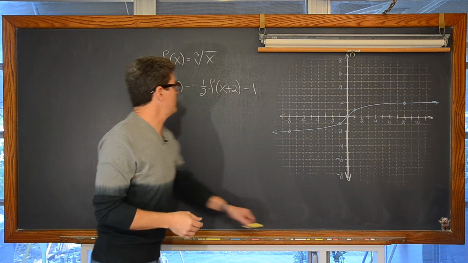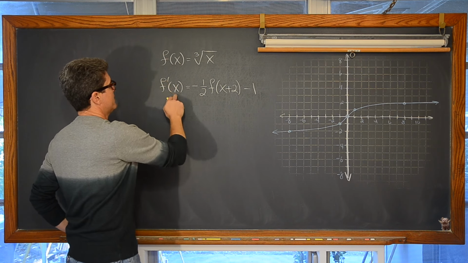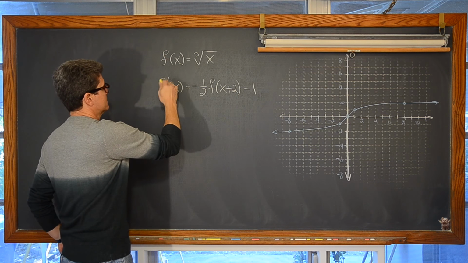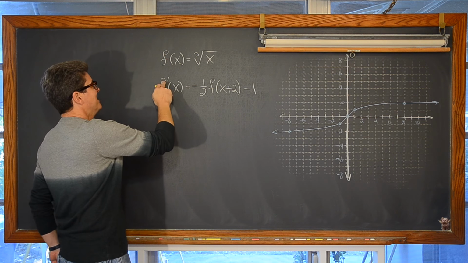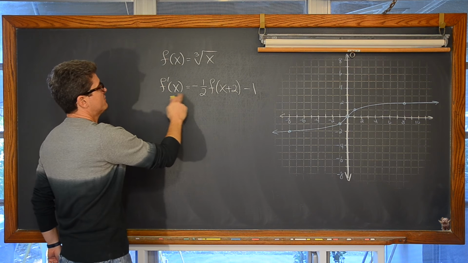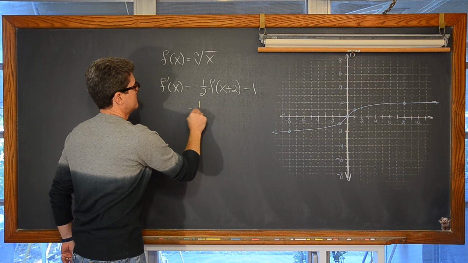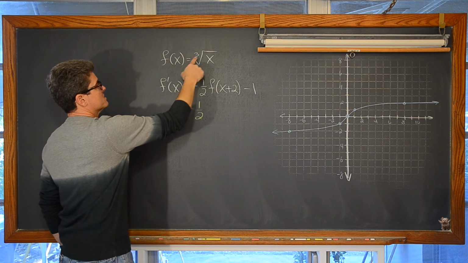Well, what do we have here? We have f prime of x, or f, not prime, but I'm thinking calculus, but some kind of transformation has been applied to f. We have a negative 1/2. We have the function f, which is the cube root of something.